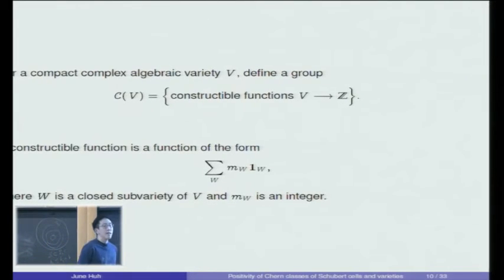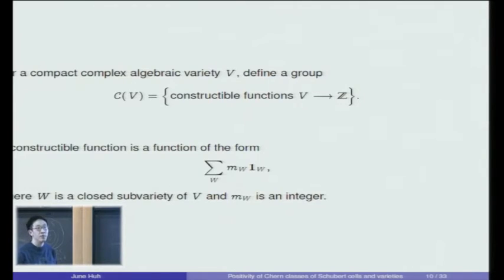So this theory assigns a Chern class to a constructible function on your varieties. Let's say you have a complex algebraic variety V, and then you consider the abelian group consisting of all constructible functions on your variety. These are functions of the form where you take an integral linear combination of subvarieties, where W is a closed subvariety of V, and in front of it we have an integer. That's a constructible function, and the collection of all such things forms a group.